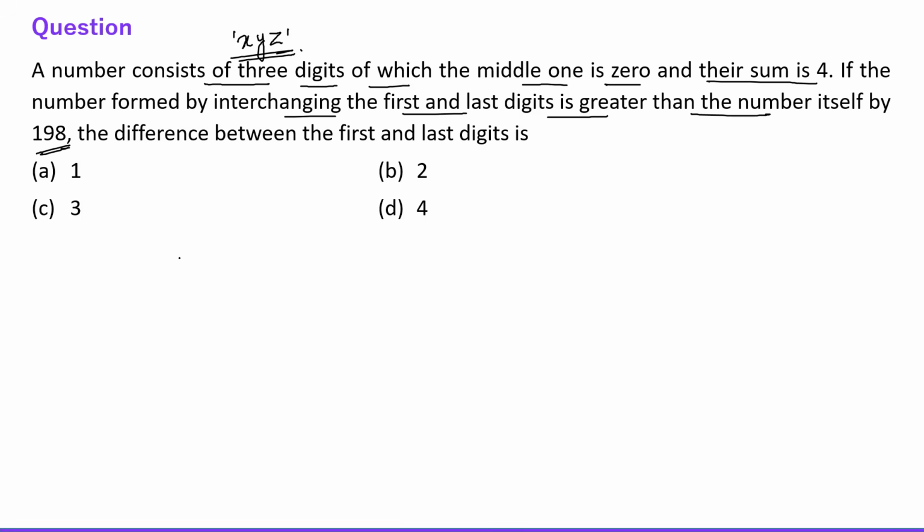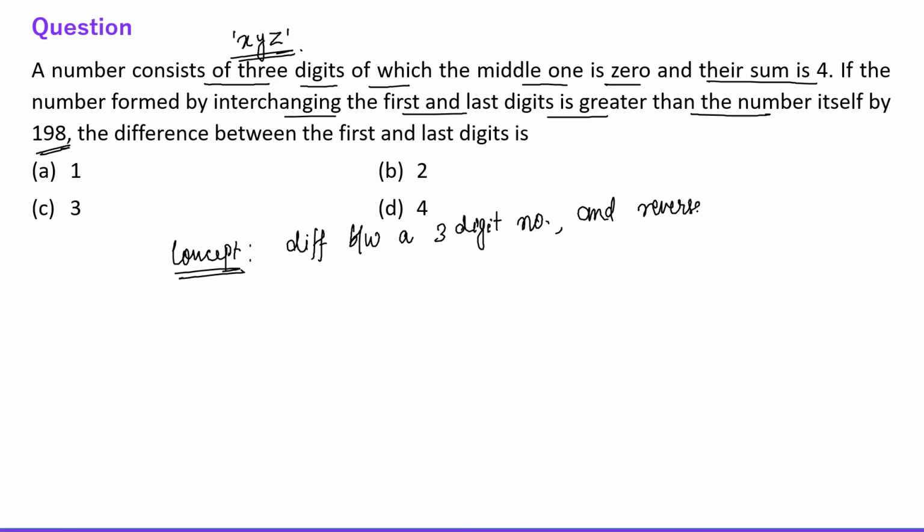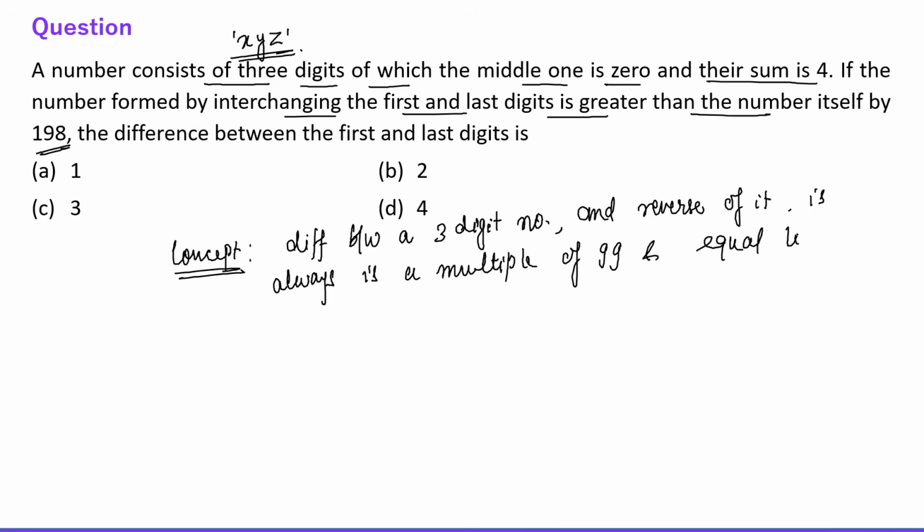Okay everyone, there is a concept: the difference between a 3-digit number and the reverse of it is always a multiple of 99 and equal to 99 mod x minus z.